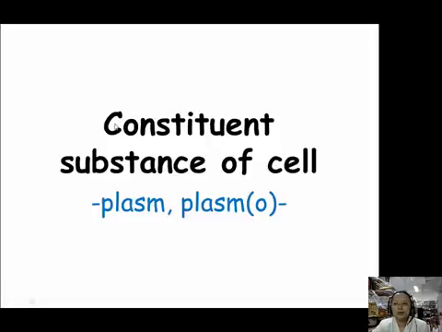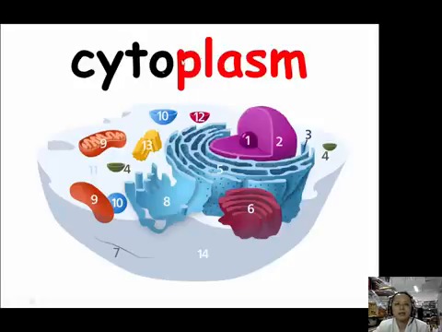When we want to describe the constituent substance of the cell, there are two forms to use, a prefix and a suffix. The suffix is plasm, P-L-A-S-M, and the prefix is plasmo, P-L-A-S-M-O. For the suffix plasm, our example is cytoplasm.